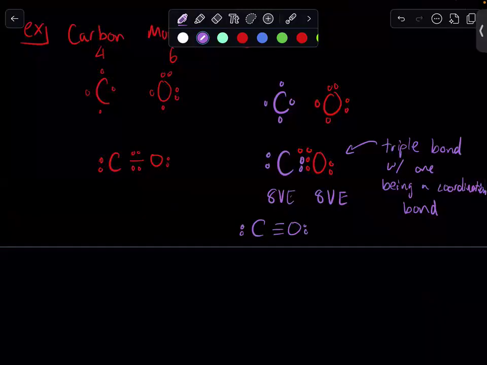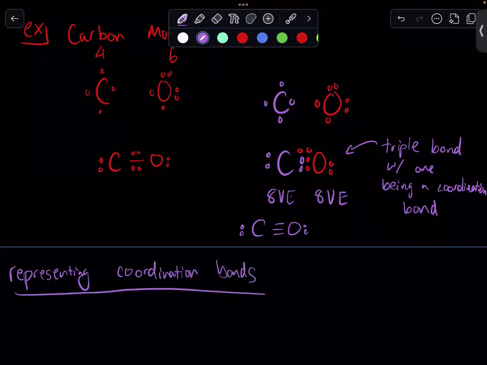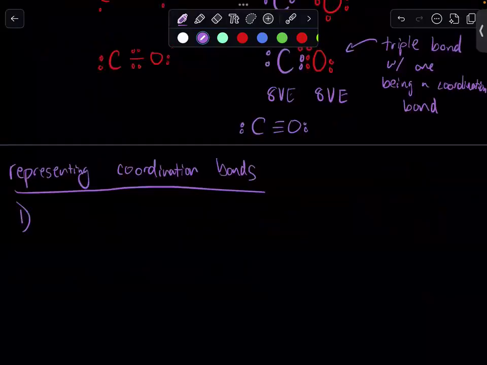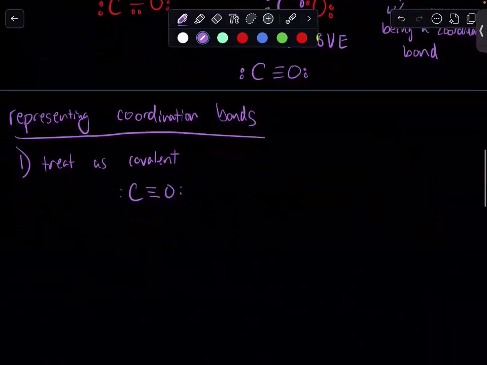So how do we actually represent coordination bonds? Let's learn. So, representing coordination bonds. There's 2 general ways. Number 1, treat it the same. Treat as covalent. And that's exactly what it sounds like. We don't make any changes. That's what that carbon monoxide is right there. We don't represent it. We just understand that one of them must be via the way valence electrons organize themselves.